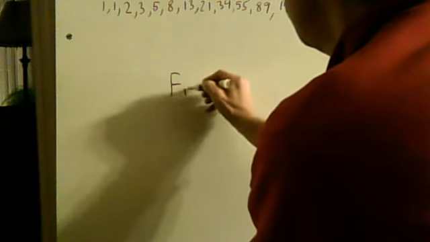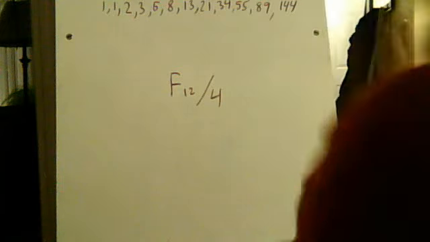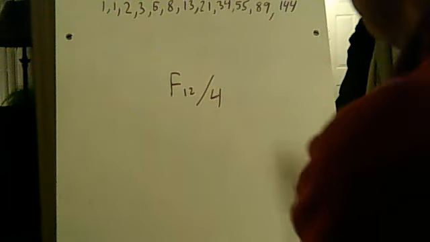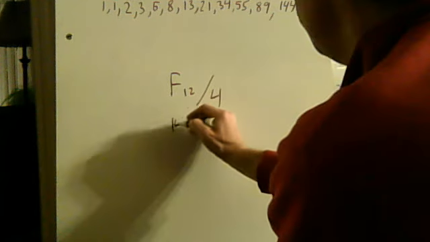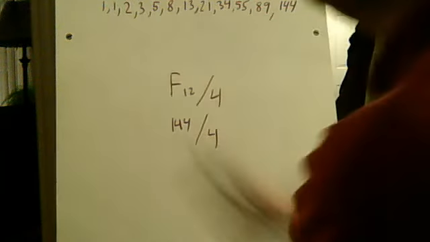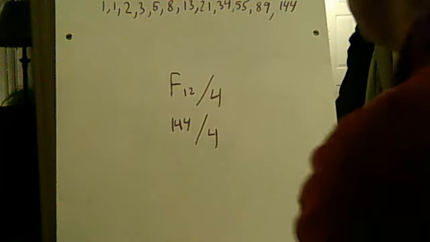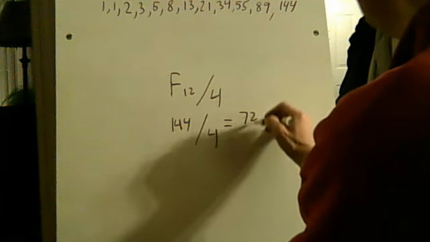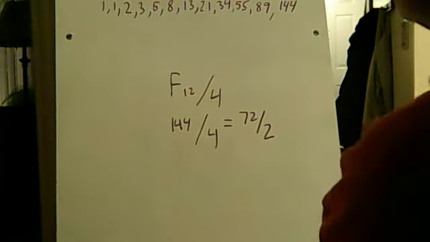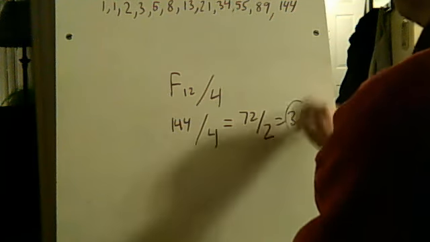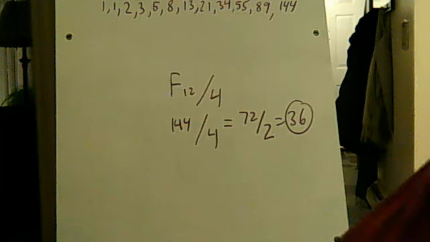Next one. F12 divided by 4. Okay, hit the pause. Okay. Now this is 144 divided by 4. Because this is divided, the entire 12th Fibonacci number is going to get divided by 4. Okay, this is equal to, first I'll divide by 2, that's 72 over 2. And then I'll divide that by 2 again, and that's going to be 36. So that's the answer. Okay.